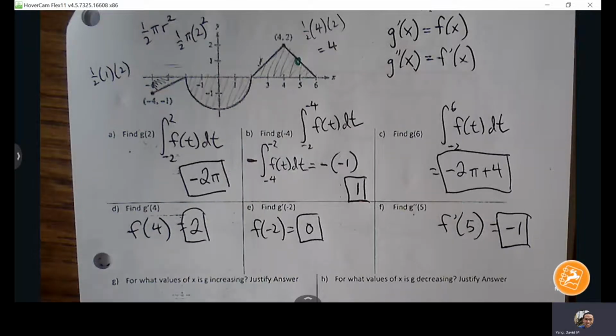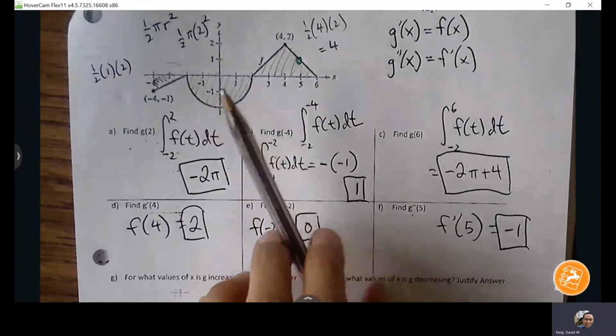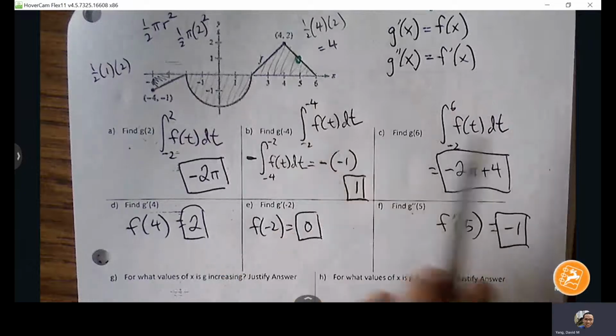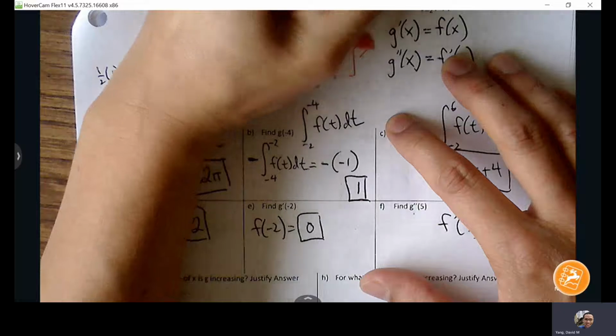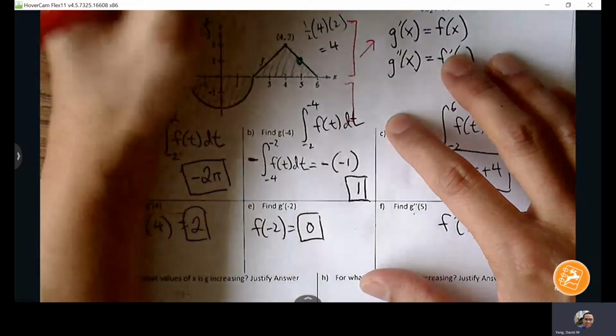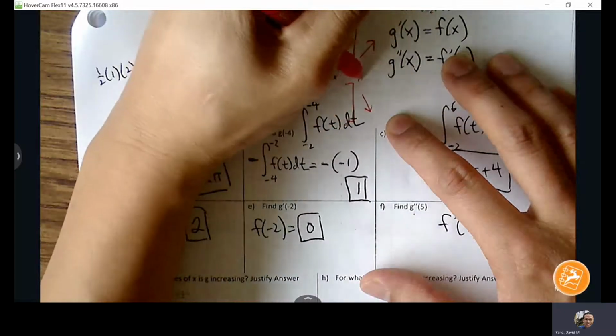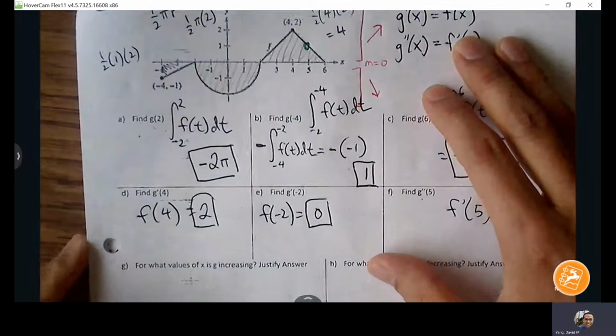Okay, part G, for what values of x is G increasing? Remember that this is not the G graph, okay? This is the G prime graph. So go ahead and label what you're looking at. Anything above is positive slope, anything below is negative slope, anything on the x-axis is slope 0.